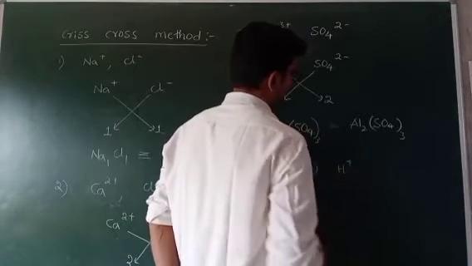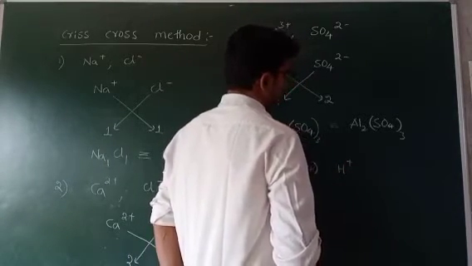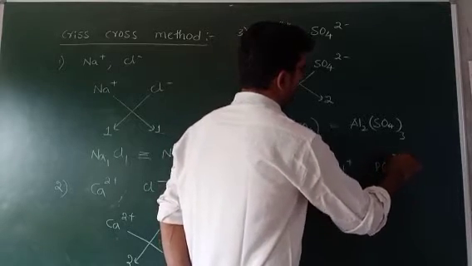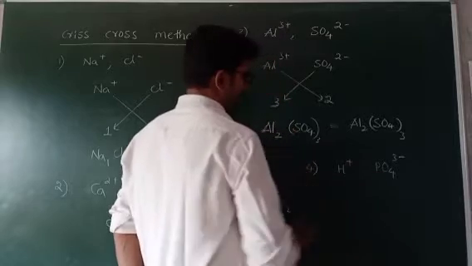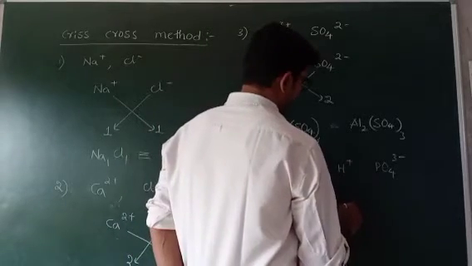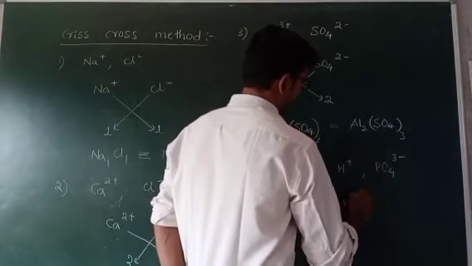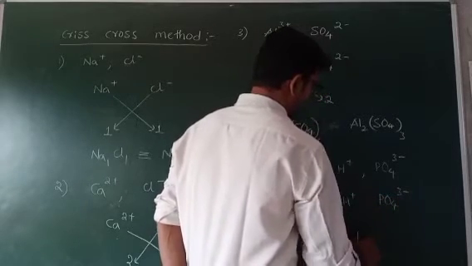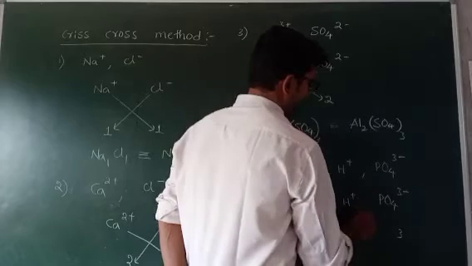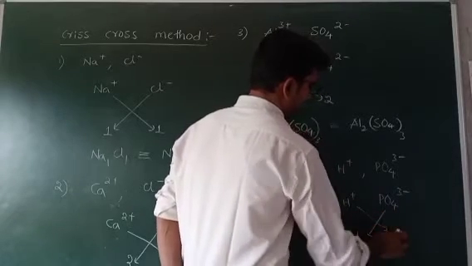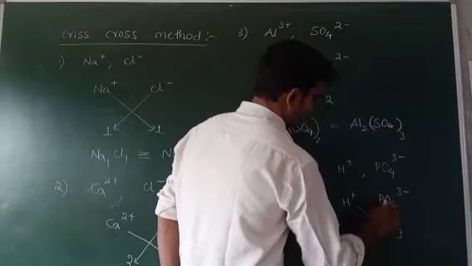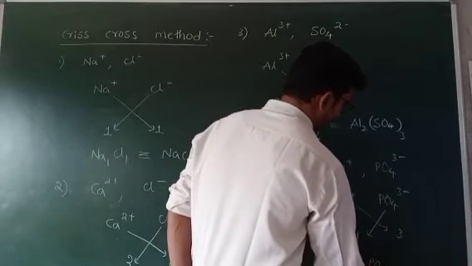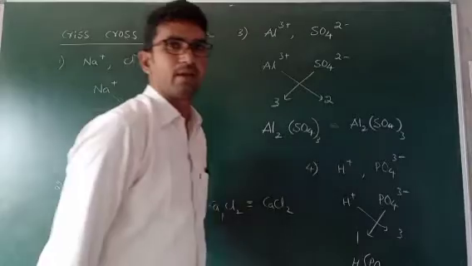H plus, PO4 3 minus, phosphate. For this one, H plus, PO4 3 minus, 1 and 3, crisscross. H3, PO4 is not a single element but a group, so PO4 1.